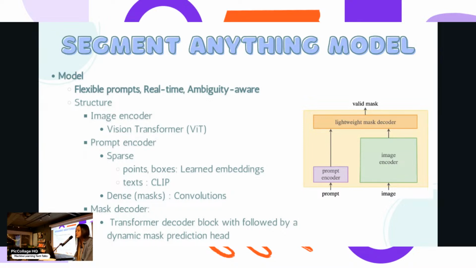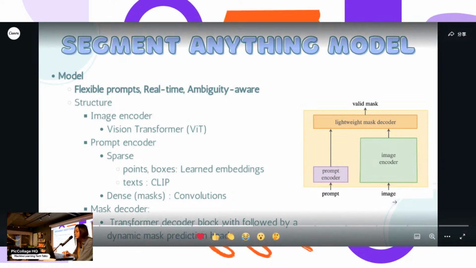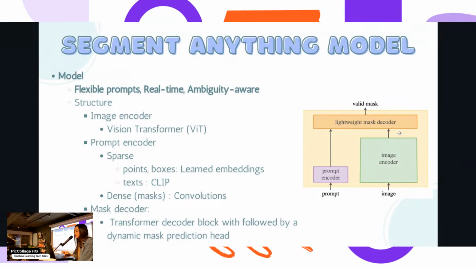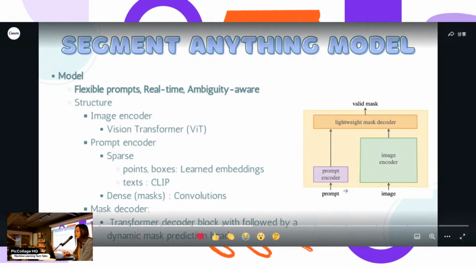And the structure actually is very simple. So we have three parts. The first one is the image encoder. The input is an image, and the structure is a vision transformer. The output will be just the image embedding, and the other part is a prompt encoder.